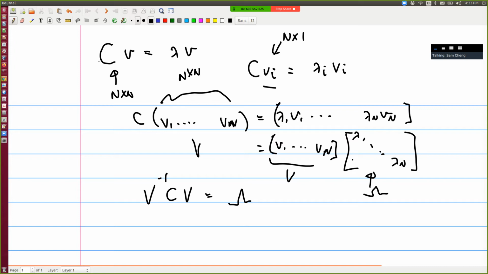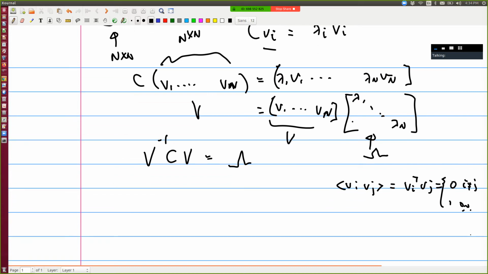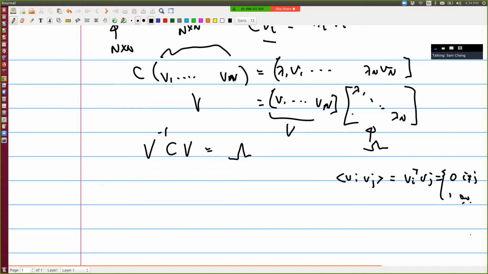And if it is symmetric, I won't show it, but you can show that you can find eigenvectors that are orthogonal and normalized, in the sense that Vi transpose Vj is equal to 0 if i is not equal to j, and equal to 1 otherwise. So it's a normalized eigenvector. Then basically V is a so-called orthogonal matrix, right?